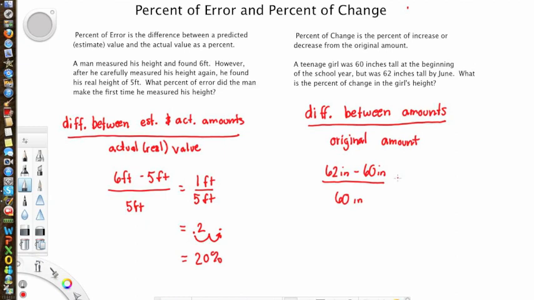We subtract 62 minus 60, we get 2 inches over 60 inches, and when we divide 2 by 60, we are going to get 0.03 or 3/100ths. And 3/100ths, when we convert that to a percentage, we simply move the decimal place 2 places to the right, and we will get 3%. 3% is our answer. And this is a positive. There's actually growing. Since you're increasing, it's a positive percent of change. So I would say a plus 3% change, or 3% growth.